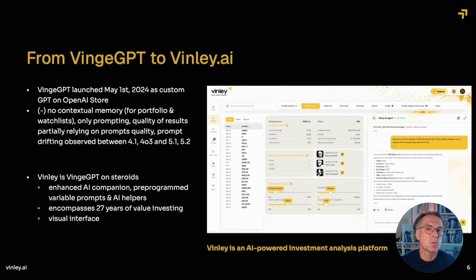I'm going to show you how this works in Vinley.ai. And then also what we observed in ChatGPT, or specifically in WinGPT, with the underlying AI sub-processing engine, after the models 5.1, 5.2, is what is called prompt drifting.